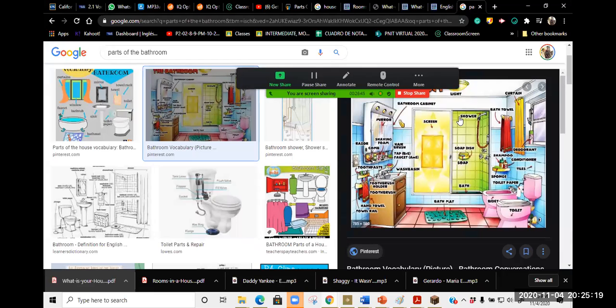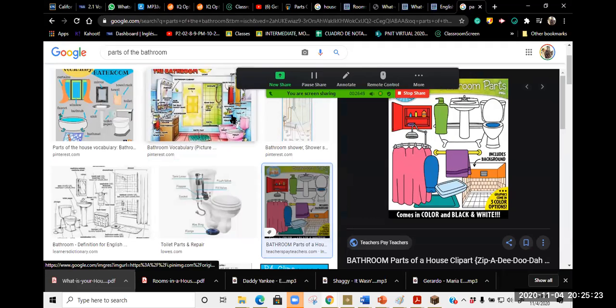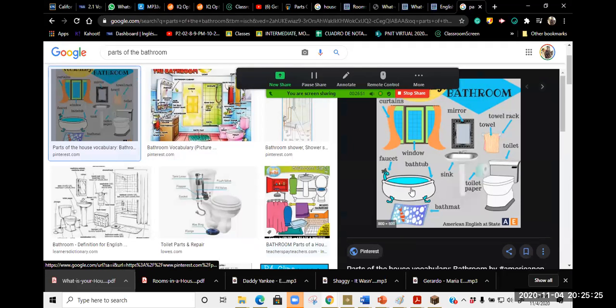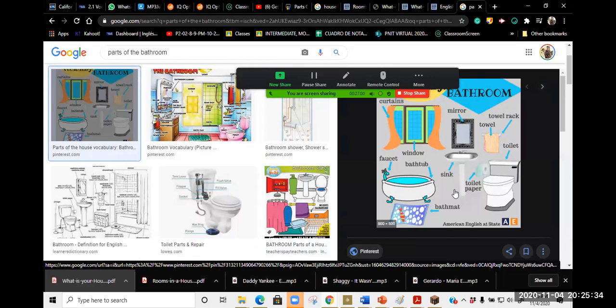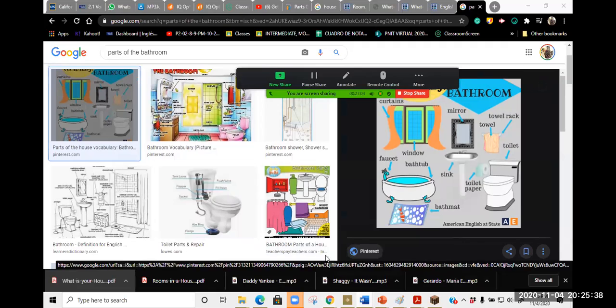So you have a mirror, for example, this is a shower, but some bathrooms have a tub. They don't have a shower like this one. See, this is a tub. Now, you say, I'm going to take a shower si se va a duchar, pero I'm going to take a bath si se va a meter en la tina. Okay, so there's a difference.